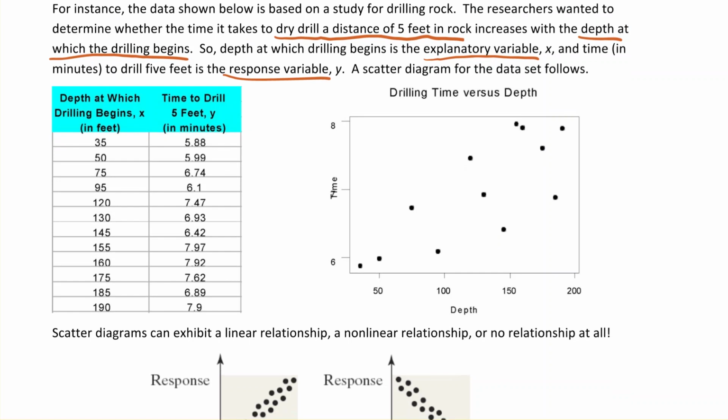So here's a scatter plot. So for example, for depth 35 feet, somewhere here, it took about 5.88. For depth 50, it took 5.99, that's this point right here. And for 75 depth, somewhere here, it took about 7.4. And we do this for all the points. Okay, so you can think of it as an x and y coordinate. This is 35, 5.88, 50, 5.99, and we'll do this for all the points. Okay, so this is how we plot a scatter plot.